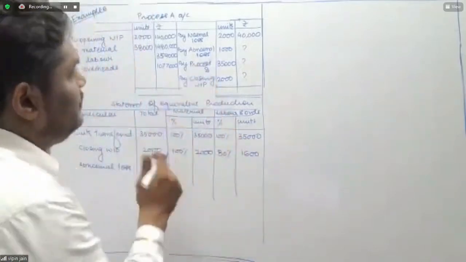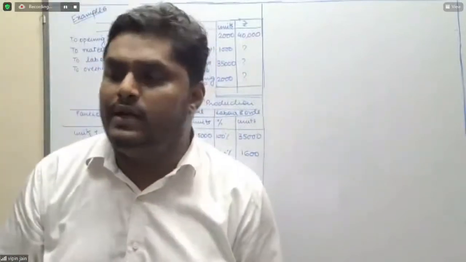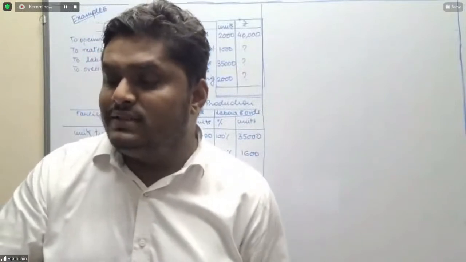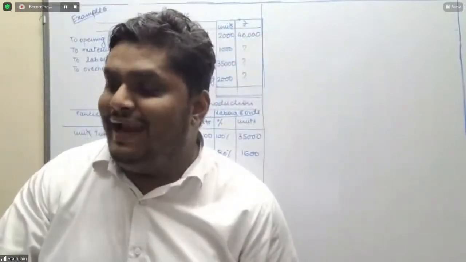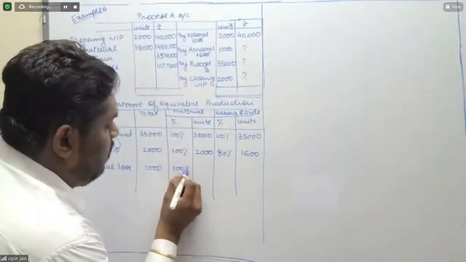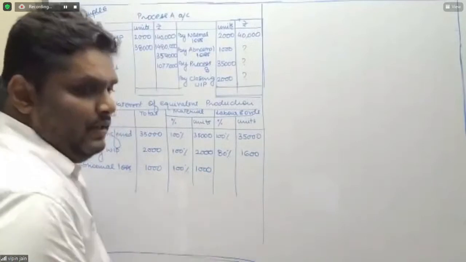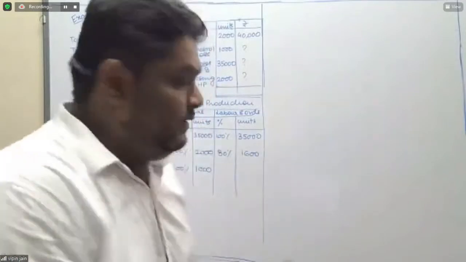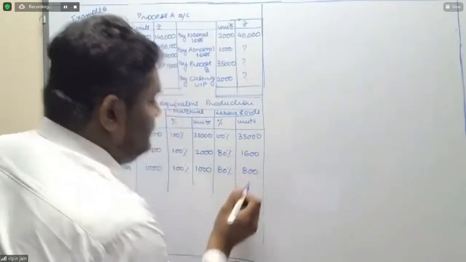The abnormal loss is given in the question, that is 1,000. We have already figured out the number of units of abnormal loss, so it is 1,000. Further, the information is given in the question that the units scrapped in aggregate are 3,000, that is 2,000 of normal loss and 1,000 of abnormal loss. And the degree of completion is given, that is material is 100% complete. So 1,000 into 100%, 1,000. And labor and overheads are 80% complete. So 1,000 into 80%, that is 800.